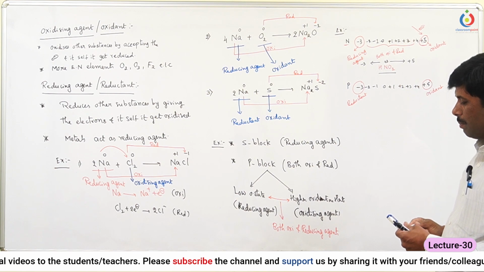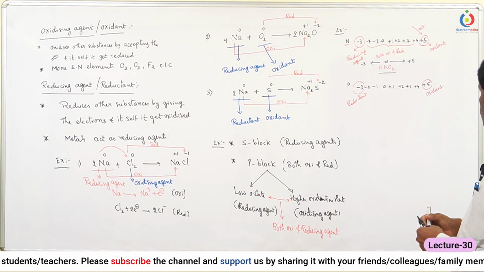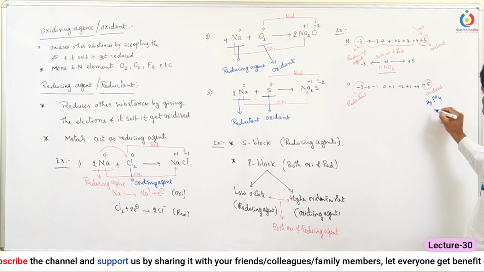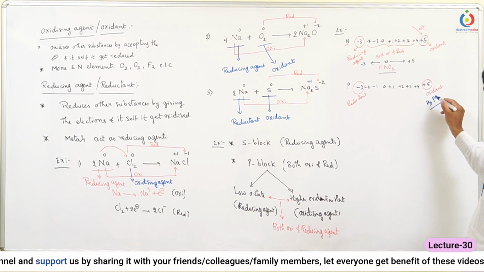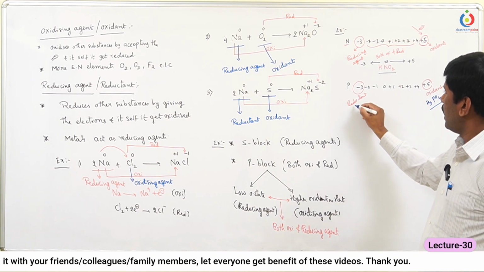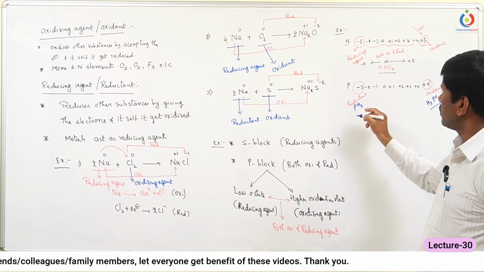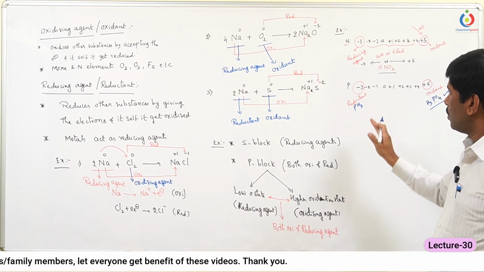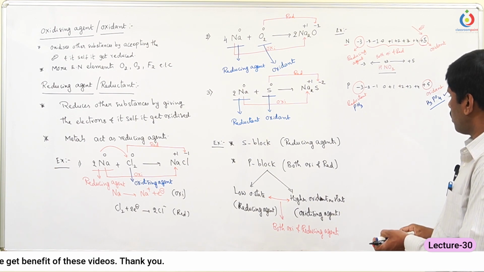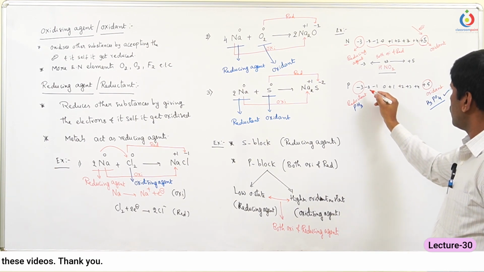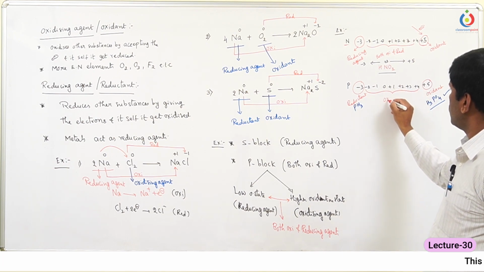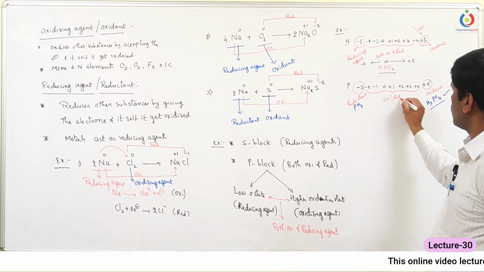So let us take examples here. In H3PO4, the phosphorus oxidation state is +5. It is always acting as the oxidant. And in PH3, the phosphorus oxidation state is -3. So it acts as only reductant. But in between, whatever the other oxidation states are there, in these possible oxidation states it can act as both oxidizing agent as well as reducing agent.